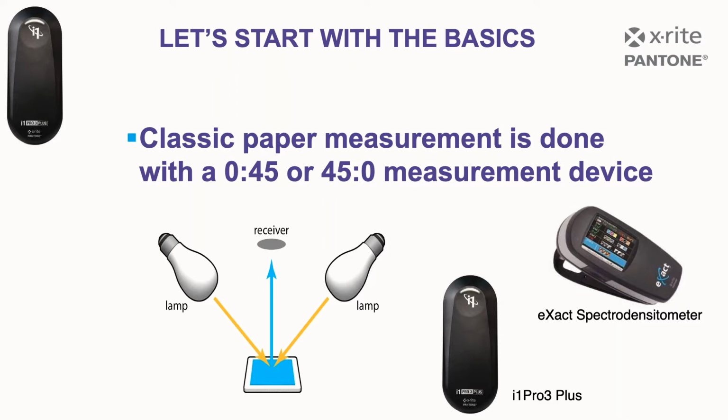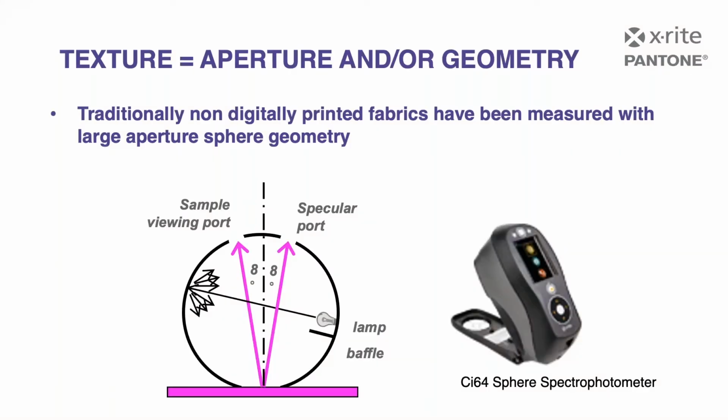So this is pretty classic for measurements, the ISO standard really for measuring ink on paper. But when we look at things with a lot of texture, we've used a different kind of geometry. And traditionally, when we looked at printed fabrics or fabrics of any kind really that were not digitally printed, we've measured those with a sphere instrument.